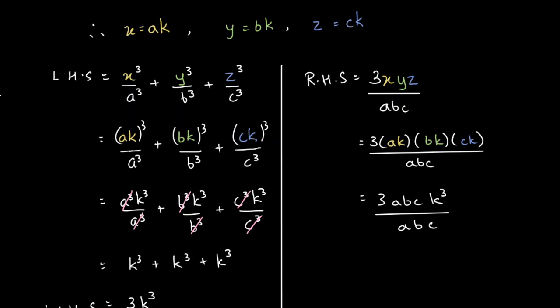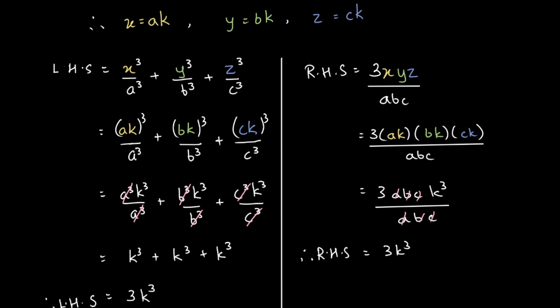Once again, there are common terms in the numerator and denominator. The a in the numerator and denominator, b in the numerator and denominator, and c in the numerator and denominator all get cancelled out. All I'm left with now is 3 into k cube. So my RHS has also simplified to 3 into k cube.